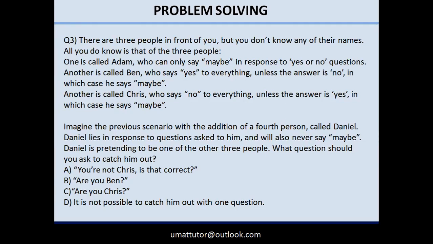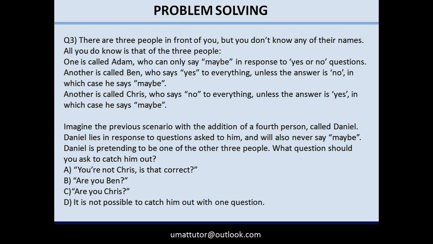So if we begin with option A, you're not Chris, is that correct? If you ask that to Daniel, the answer would be yes, but because he lies, he'd say no. So no is the answer for Daniel, and therefore no is the answer we don't want to get from anyone else for that option to be true. So if you put that same question to Adam, he would say maybe. If you put it to Ben, he'd say yes. If you put it to Chris, he'd say no. So unfortunately, because Chris and Daniel both say no, it wouldn't help identify Daniel. So option A is incorrect.